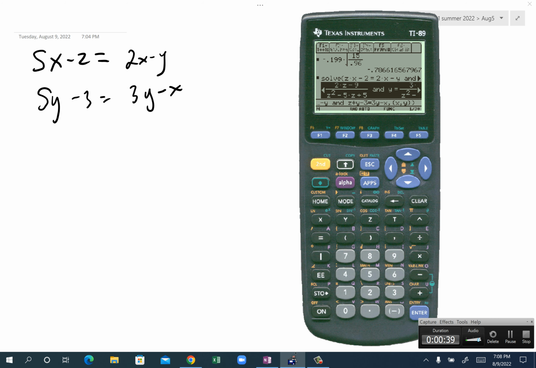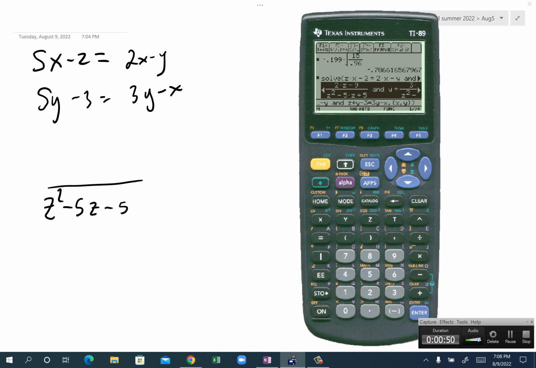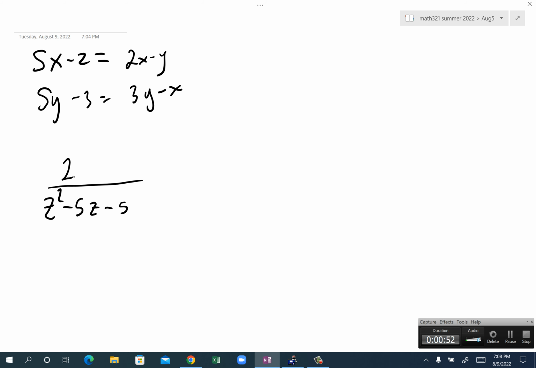So that's z squared minus 5z minus 5, z squared minus 5z minus 5. And then what was it on top? I forget. And 2z minus 9, 2z minus 9. This is one where eigenvalues and eigenvectors probably work better, but whatever.